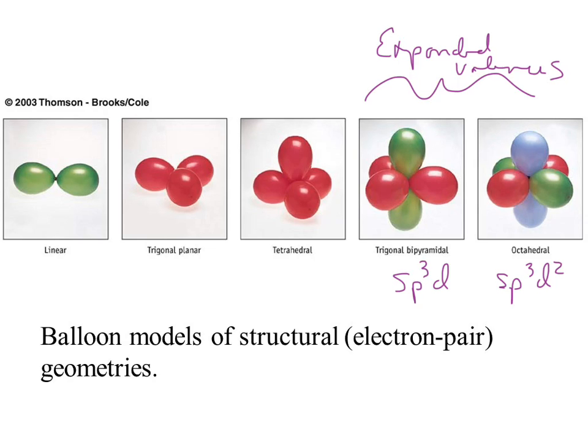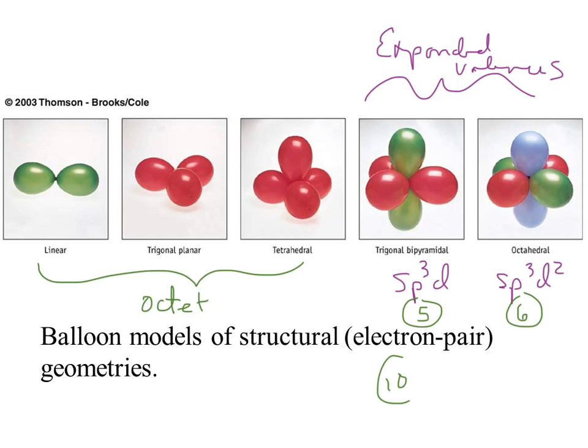Let me finish that thought with the expanded valences. These guys would have an octet, which we're most familiar with: 8 electrons around an atom in its final Lewis structure. I'll put the number 5 here and the number 6 here. These guys have 10 electrons in their final Lewis structure, and these guys will have 12 electrons in their final Lewis structure, which gets really exciting.